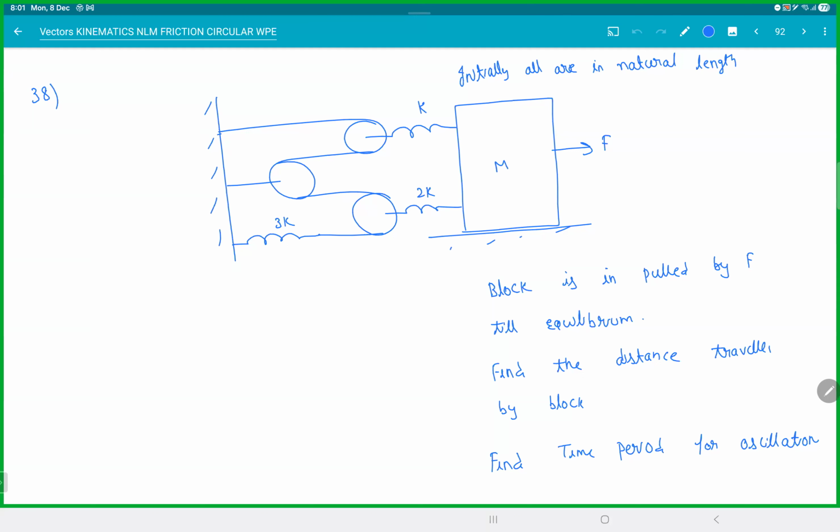What about this one? This is another good one. We have a force F. Initially, all springs are in natural length. This is a pretty good question. You can play it in multiple places. You can ask this in SHM, I can ask it in work power energy. I did ask it in SHM also. So we have a force F applied, and the block is pulled slowly till equilibrium. Find the distance traveled by the block and find the time period for small oscillations.